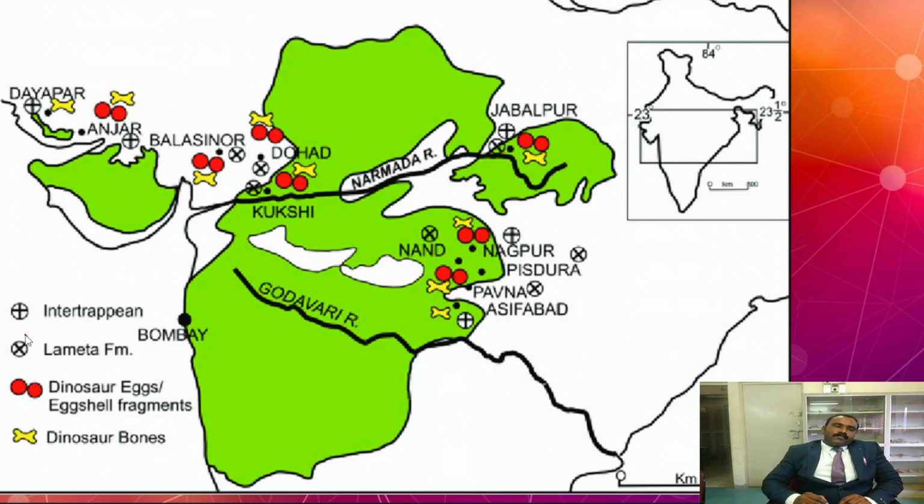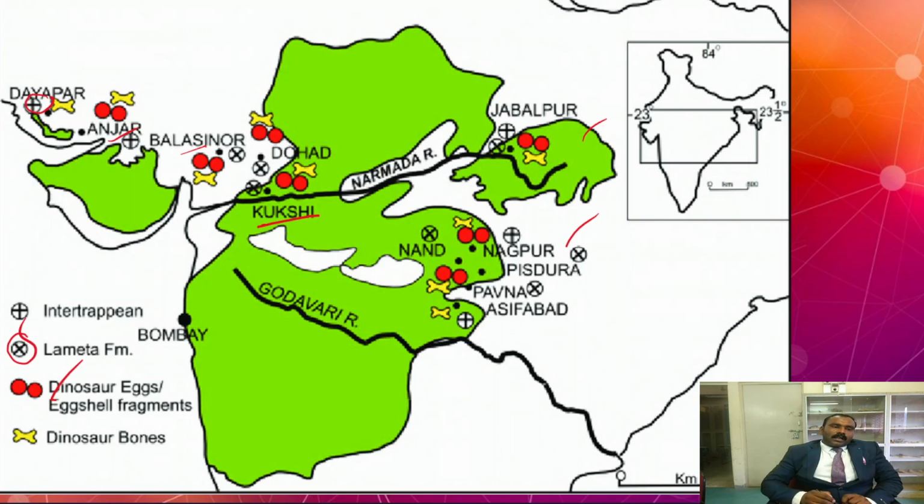Those are the sites, particularly Dayapar and Anjar, Balasinor and Dhodha, Kushi, and other regions, particularly of Maharashtra, such as the Nagpur region. The Nagpur and Jabalpur regions also have different kinds of Lameta formations. Along with the Lameta formations, the other formations may also have different kinds of dinosaur eggshells, and bones have been recorded too.